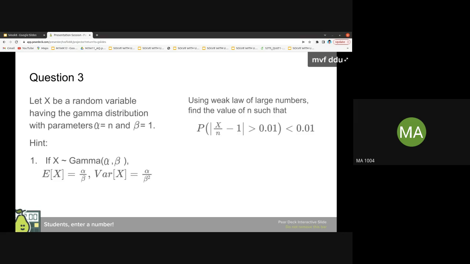So use Chebyshev's inequality on the sample mean minus mu, that is, x bar minus mu. Or use Markov's inequality on x bar minus mu.